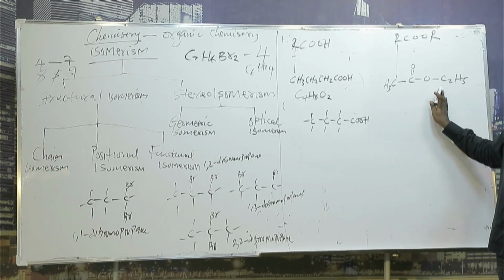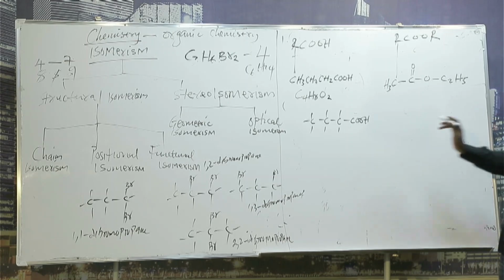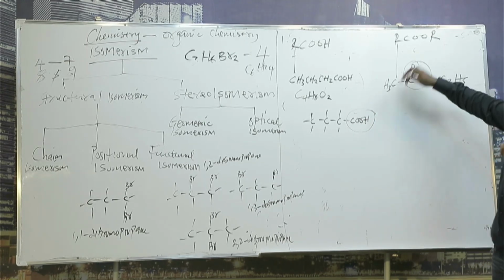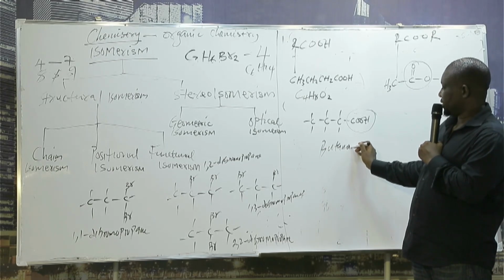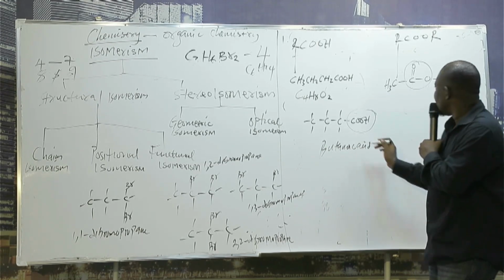Now with this one, circle the functional group. Circle this one. This one is what? Butanoic acid. Okay? This one is what?